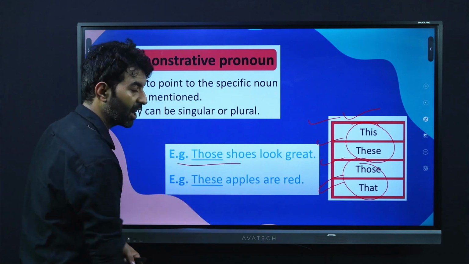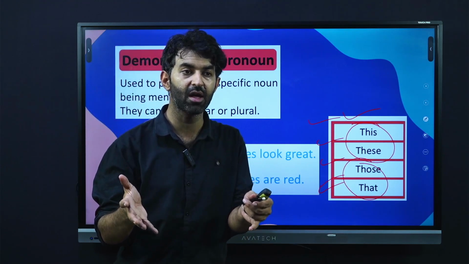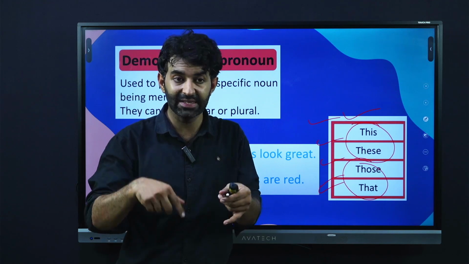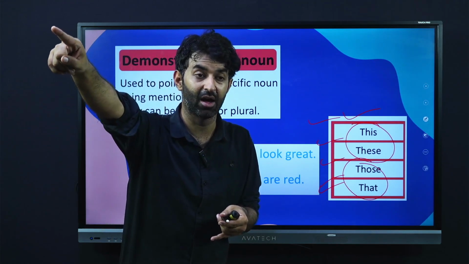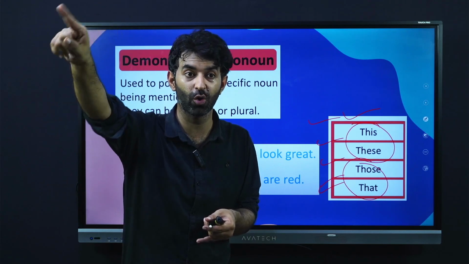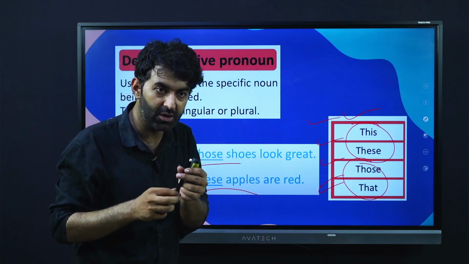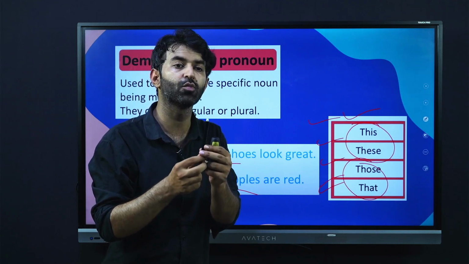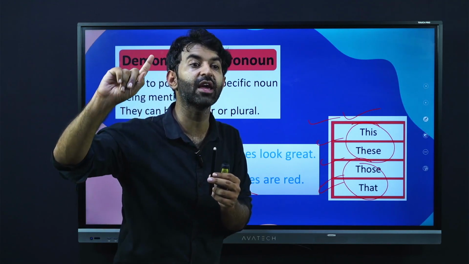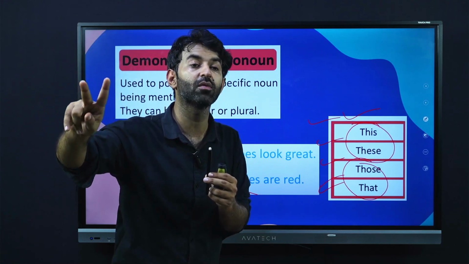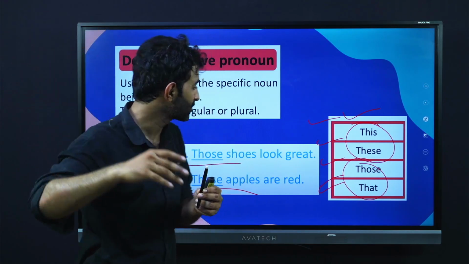So those shoes look great. And these apples are red. If I have some apples in my hand, I would say these apples that I have in my hand are good. Those bananas are tasty, those which I don't have right now. All right. So this is for something closer. If there is more than one thing, I would use these. If there is one thing which is far away, I would say that. And if there's more than one thing far away, I would say those, right? All right.